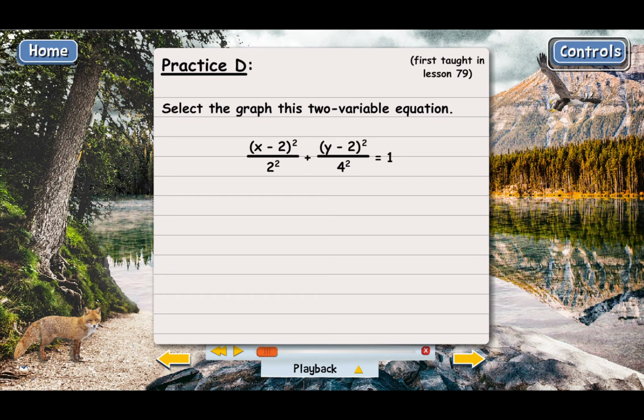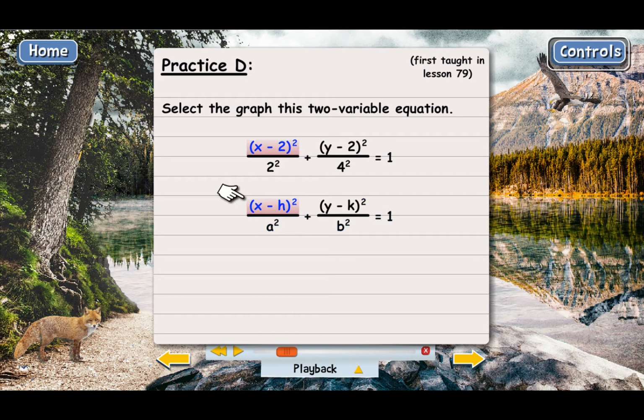Practice D. We need to graph this two-variable equation, and the first step is to figure out what kind of graph it is. And if you analyze this closely, you'll see that it's an ellipse whose center is not at the origin. And the reason I know that is it looks just like the general form for an ellipse of that type. Let me put the general form up.